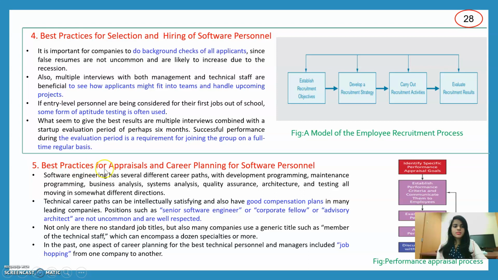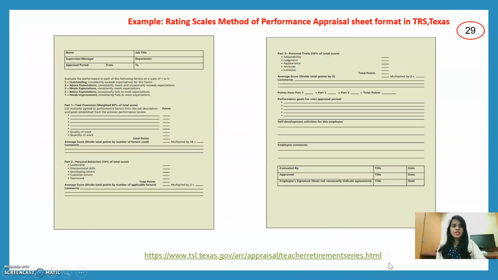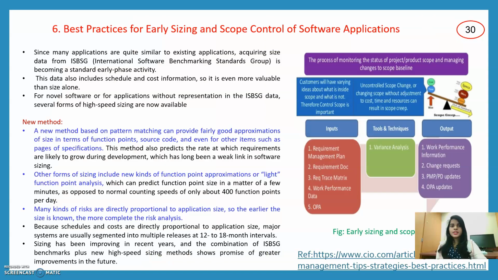And the fifth one is the best practice for appraisals and career planning for software personnel. Identify the specific performance appraisal goals, then establish the performance criteria and communicate them to the employee, and examine the work performed and appraise the performance. And these are the steps we need to go through in the performance appraisal process. And this is an example of a rating skills method performance appraisal sheet format in TRS Texas that I got from my friend who is working there.